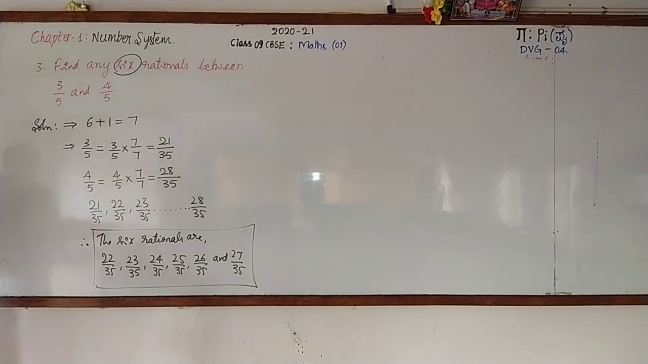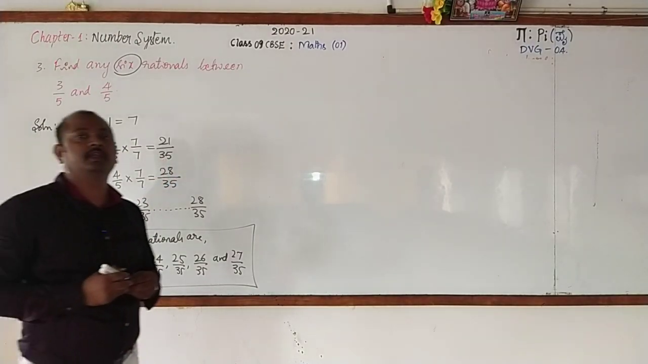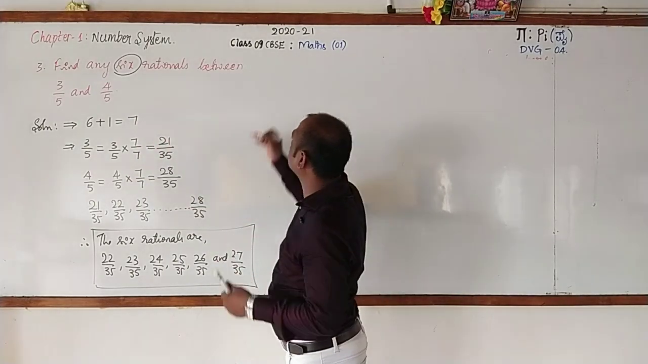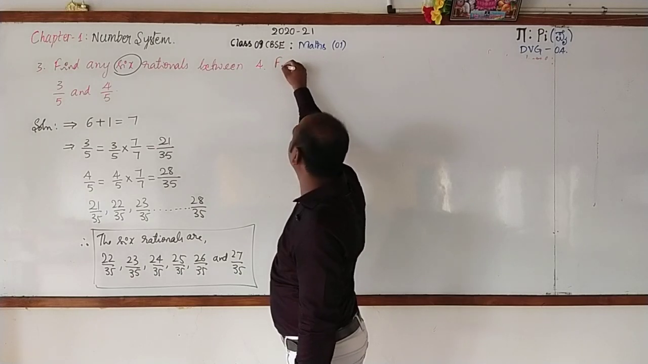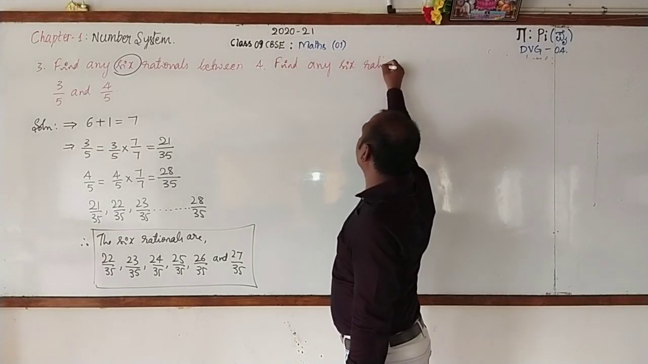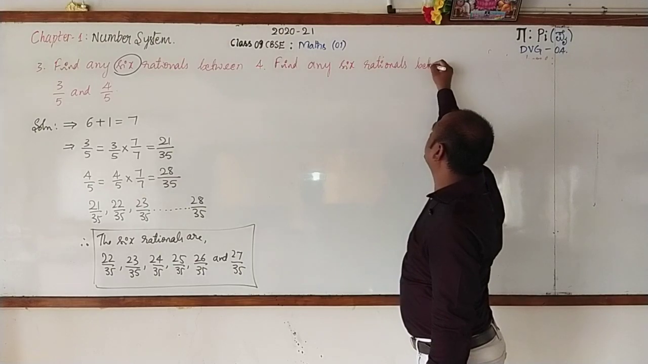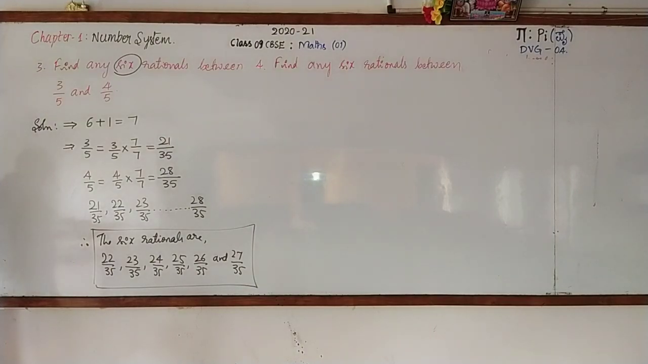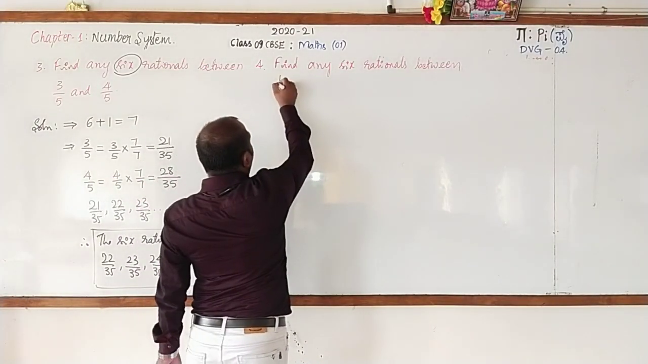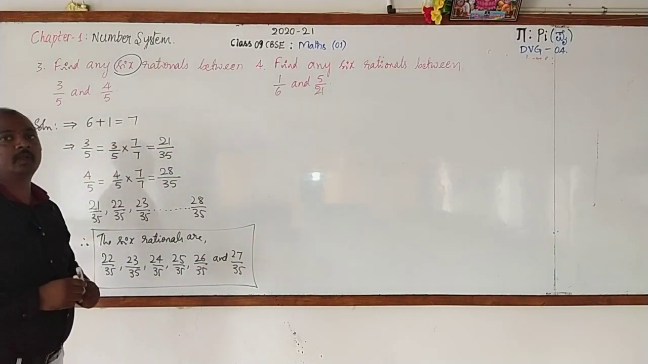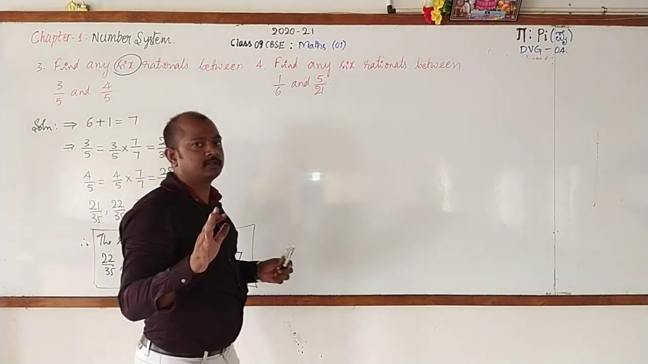Over. Now, let's move on to one problem. Here also you are going to find out some rationals, but the denominator terms will be different. I am going to take one such example. Fourth one. Find any 6 rationals between 1 by 6 and 5 by 21. Have you copied? Then stop writing and observe.